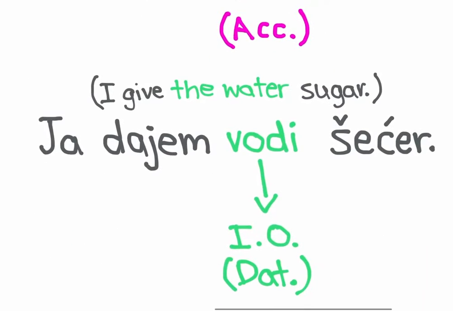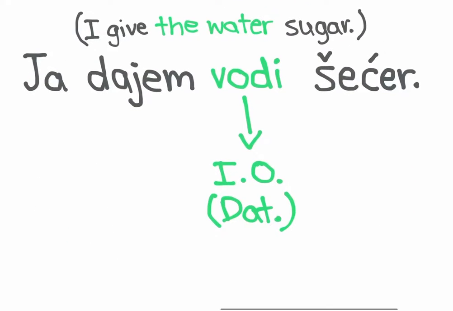And the last example is the dative case. Ja dajem vodi šećer. This means I give the water sugar. Here, the water is the indirect object because it is being given sugar.